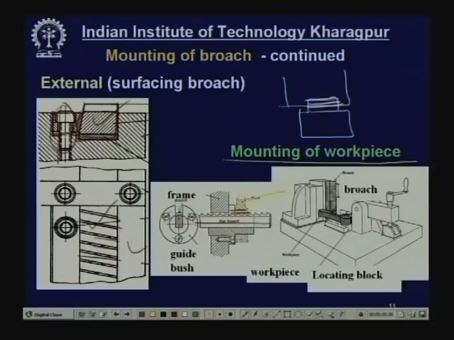So, this broach will move in this direction, and this will cut. This one is called the guide bush, and this is the frame. This will be pushed in, and the job will be there, and the broach is a strip type. This is the broach. If you pull the broach, then the keyway will be cut. Now, this is another method.